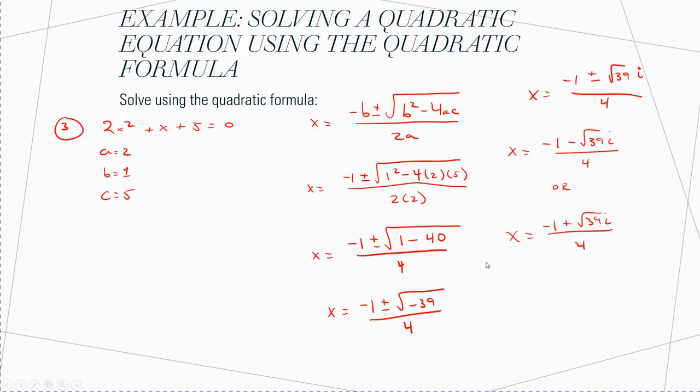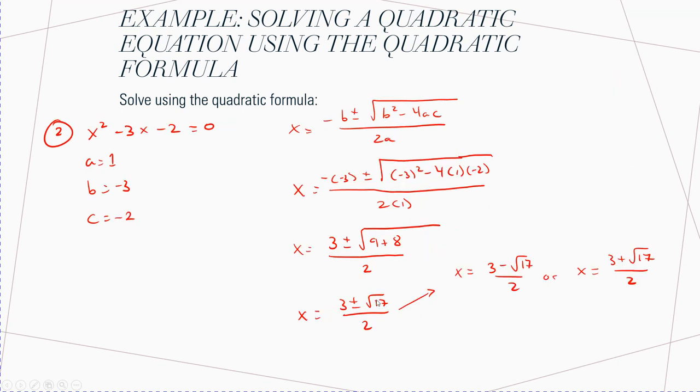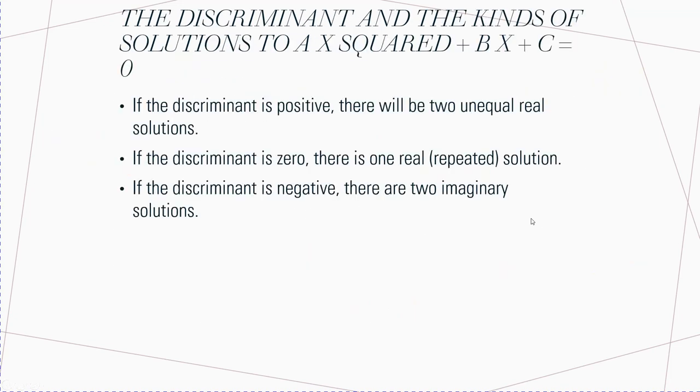Look, if you go back here, what was underneath the radical here was minus 39. We saw we got two imaginary solutions. What was underneath the radical here was positive, was 17. What we see is we got two solutions that are real numbers. So just one quick example.